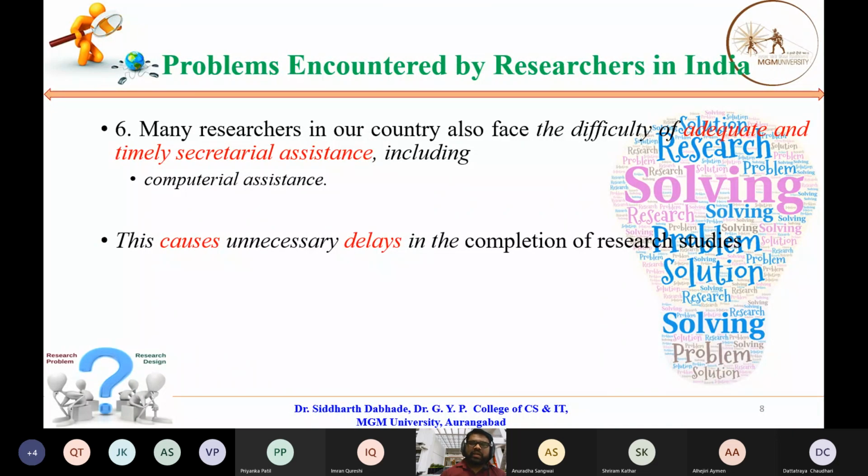Because of that, they are not able to get assistance from that particular person at the specific time, and this unnecessarily creates a delay in the completion of their research work, right? So secretarial assistance is required whenever the researcher is facing a difficulty or any problem in their research work.